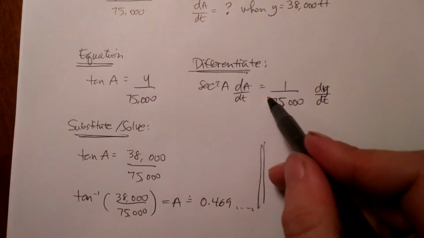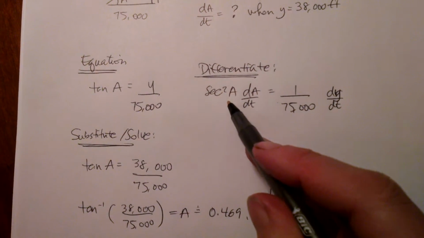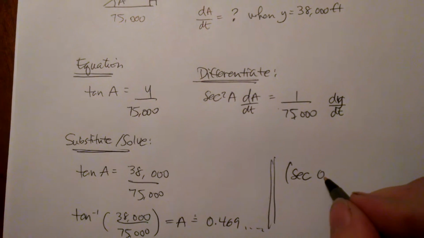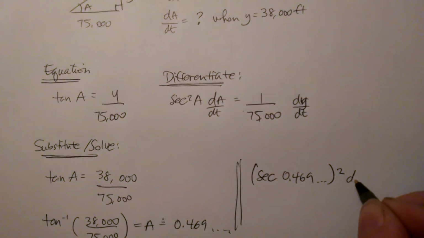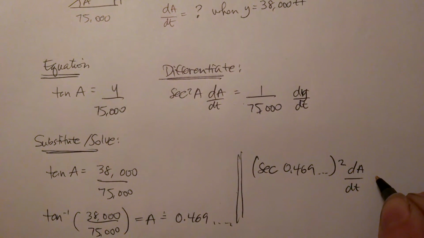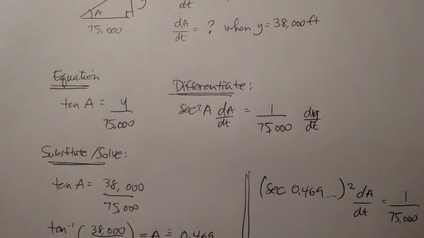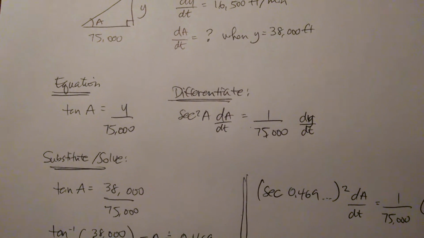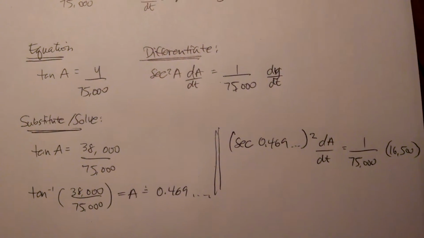So we're going back to our derivative. So remember, secant squared means secant of A squared. So we have secant of A, 0.469, whatever other decimals, squared. We don't know dA over dt, equals 1 over 75,000, and then dy over dt is 16,500. Run out of room over there. Okay, so now we're ready to solve.